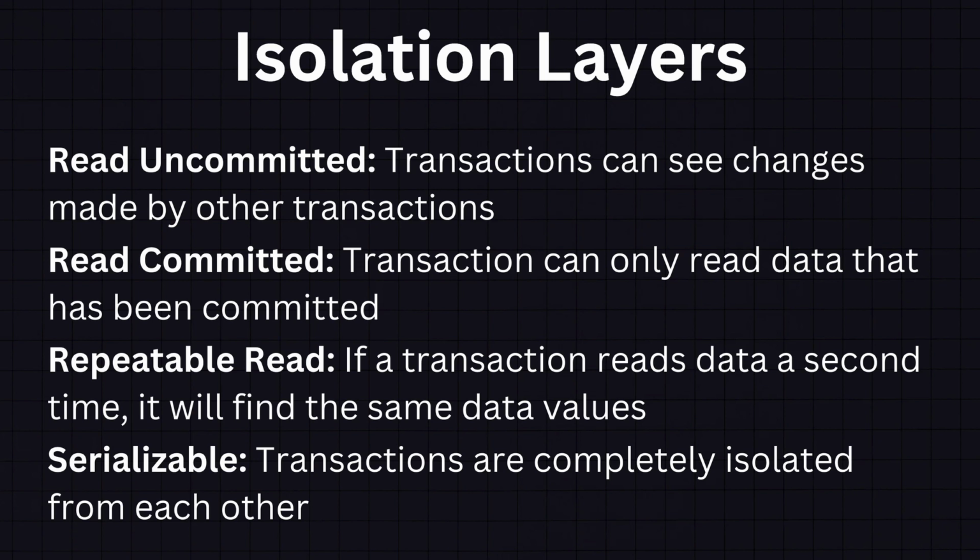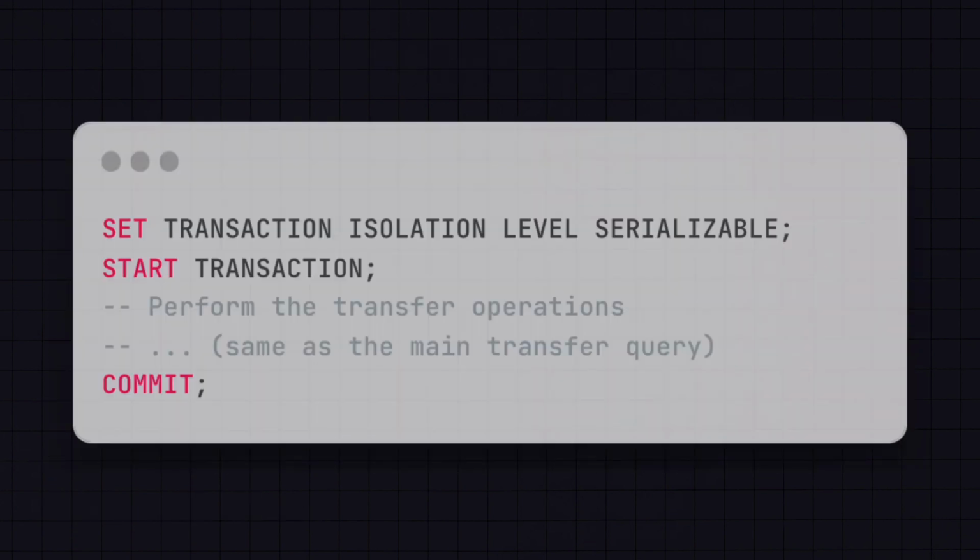It is the highest level of isolation. Here, transactions are completely isolated from each other as if they are executed serially. This will ensure complete isolation. No other transactions can interfere with the transfer process and it prevents all concurrent issues, but it adds the cost of reduced concurrency and potential performance issues due to locking.